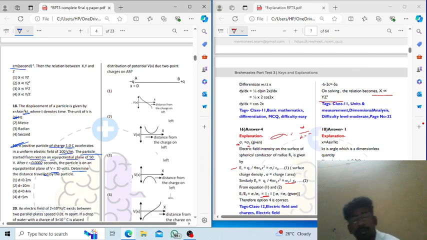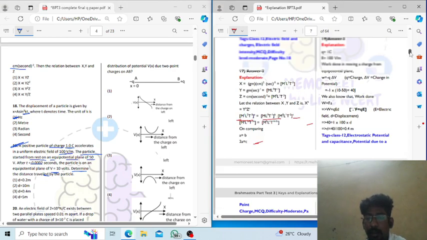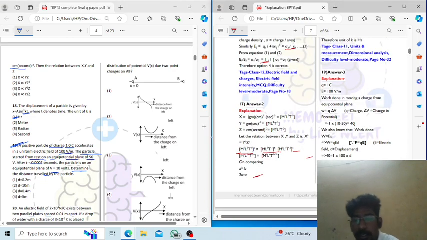Determine the distance traveled by... you have to calculate the distance. For that, you have to take into account the work done formula. So work done is given by W equals minus Q into del V, or the potential change, what you can say.